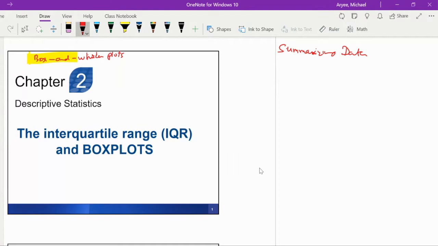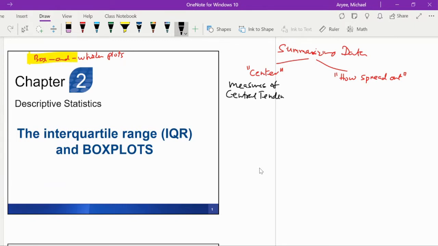All right. And we have been able to see that we can summarize data by focusing on the center of the data, and also looking at how spread out the data values are from each other. Now, when we're looking at the center of the data, we also focus on what we call the measures of central tendency, and then we indicated that we're talking about the mean, the median, and then the mode.